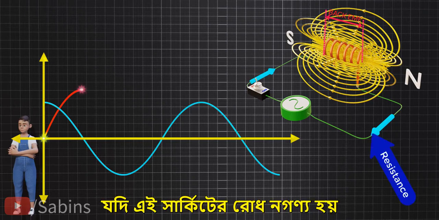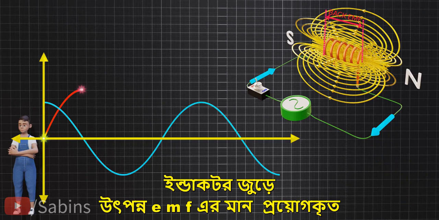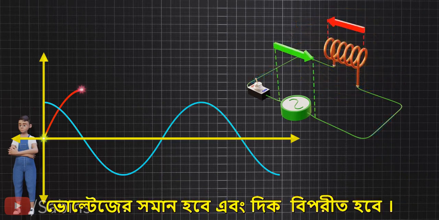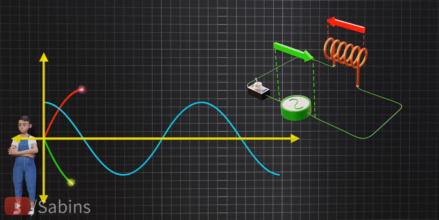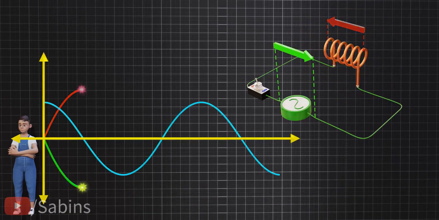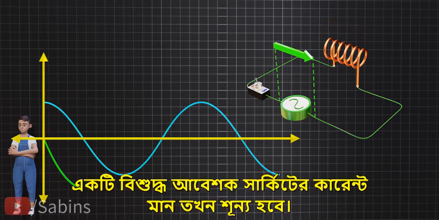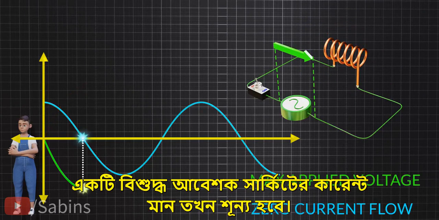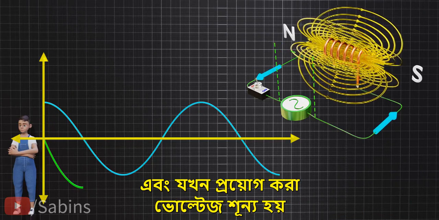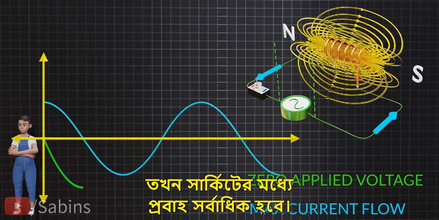If the resistance of this circuit is negligible, the EMF induced across the inductor should be equal to the applied voltage, but opposite in sign. So the applied voltage also has the same variation with the current. When the applied voltage is maximal, the current through a pure inductor circuit will be zero, and when applied voltage is zero, the current flow through the circuit will be maximal.